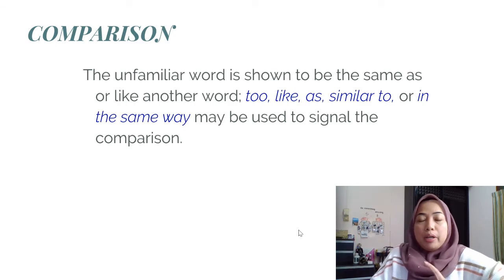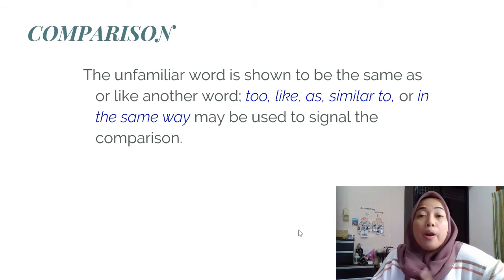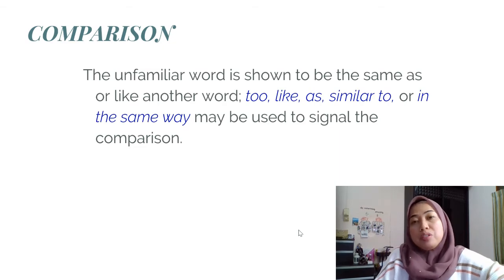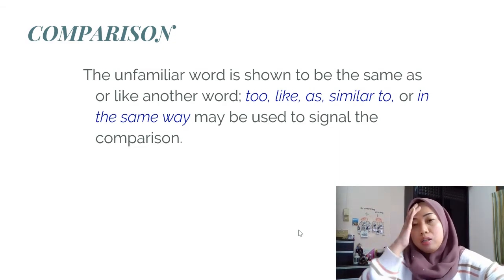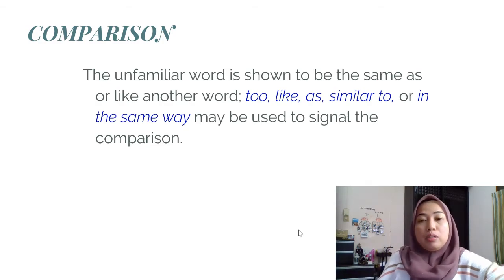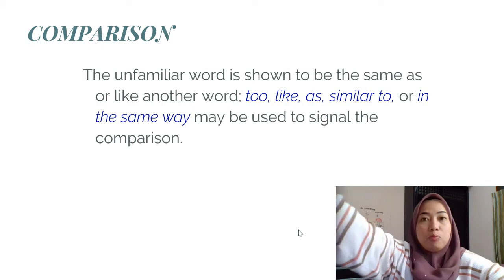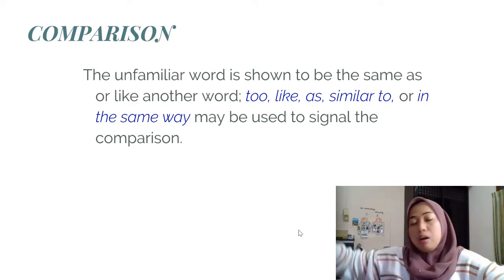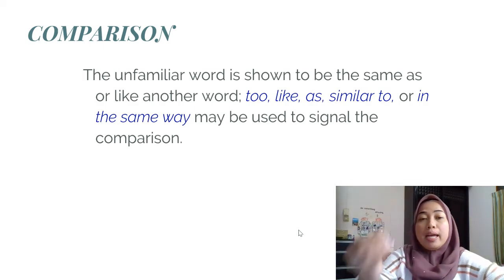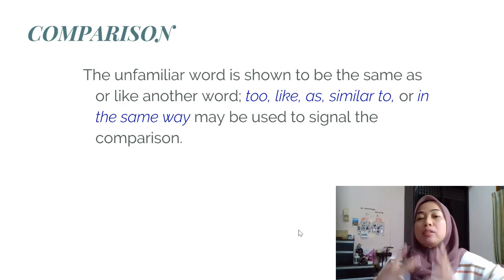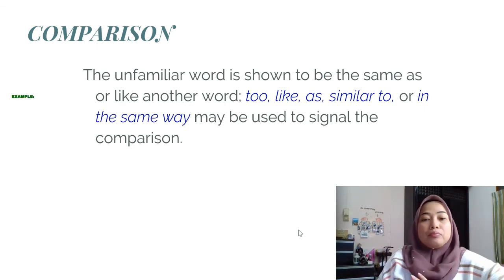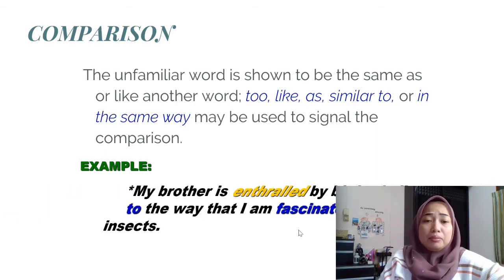So when you want to write a word, or if you encounter unfamiliar words, sometimes the author or the writer would tend to compare with something that is similar to it. To signal the comparison, you might see words like to, like, as, similar to, and in the same way. Now we've learned about compare and contrast before, so you should know by now that comparison is to compare something that is similar. Now let's have a look at an example.